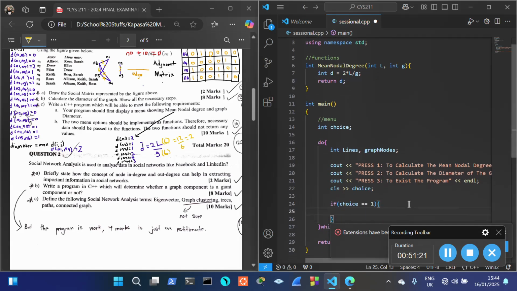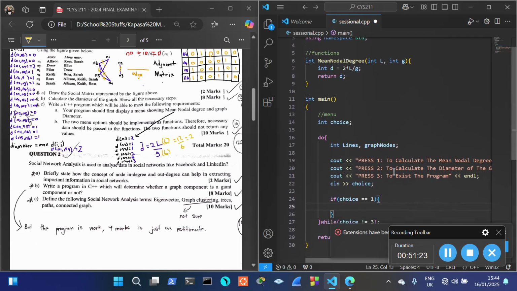So if the choice is equivalent to 1, we want the user to calculate the mean nodal degree. So we are going to tell the user to calculate the mean nodal degree. For you to calculate the mean nodal degree, you need the number of lines and graph nodes. So I'm going to press the statement which says cout.